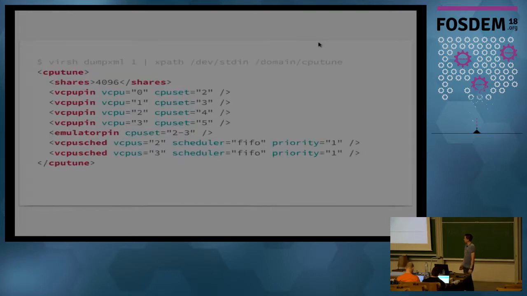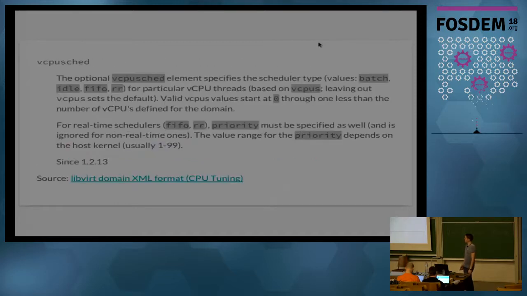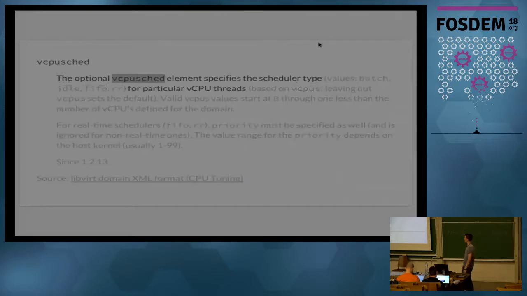The other one then is the vCPU scheduler attribute. So this is, again, another optional element. And what this determines is the scheduler type that your CPU threads are going to be using. Under normal circumstances, this will just use the standard scheduling process that whatever your host is using. Naturally, we don't want that. What we want is FIFO or one of the real-time priorities to be applied.